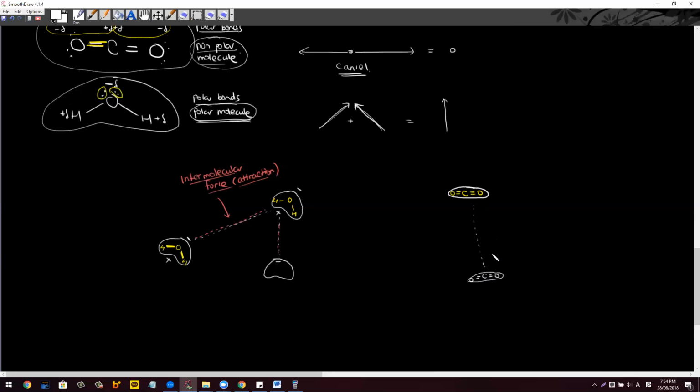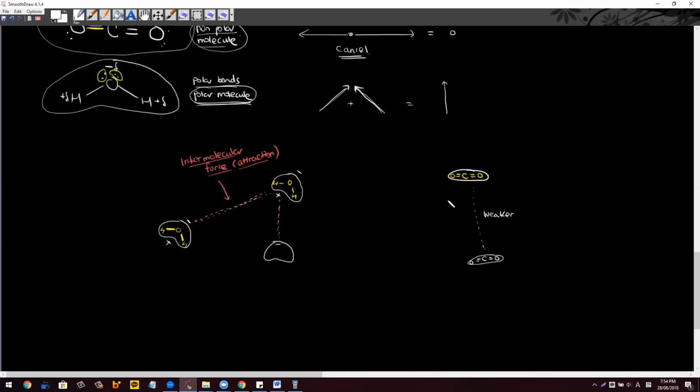Now, would they attract each other as well as this one here? The attraction here is weaker, isn't it? It's a lot weaker because there is no positive, there is no negative. This is all, you know, nothing really there.